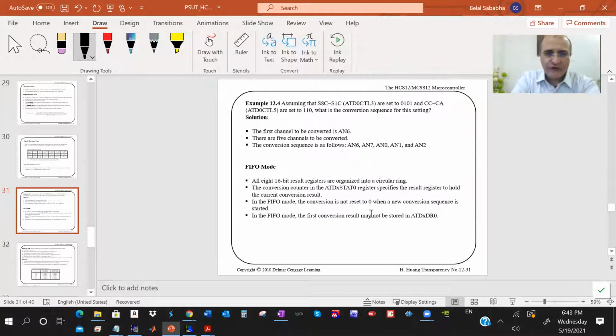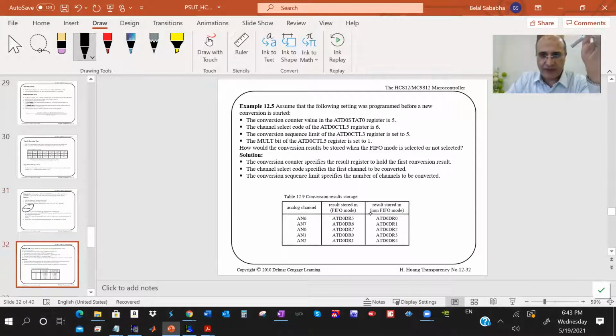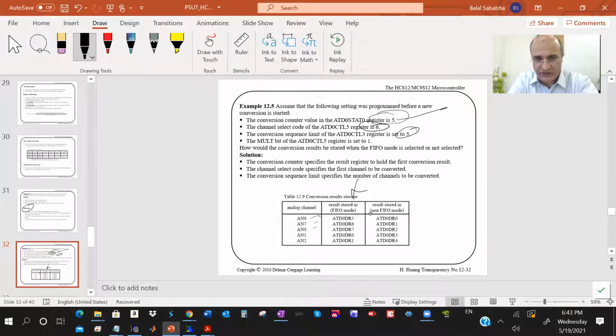These are examples of the FIFO mode or non-FIFO mode. The example over here says, if you're going to start reading from channel 6, you're going to do 5 conversions and start storing at data register 5. In the FIFO mode, you're going to read channel 6, 7, then 0, 1, 2. These are the 5 conversions starting from channel 6. These will be stored at result registers 5, 6, 7, then wrap around back to 0, 1. This is in the FIFO mode.